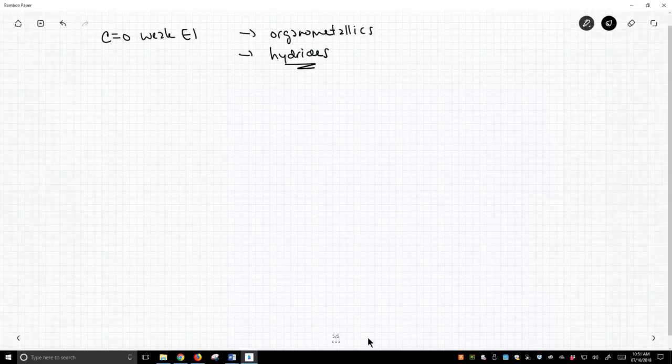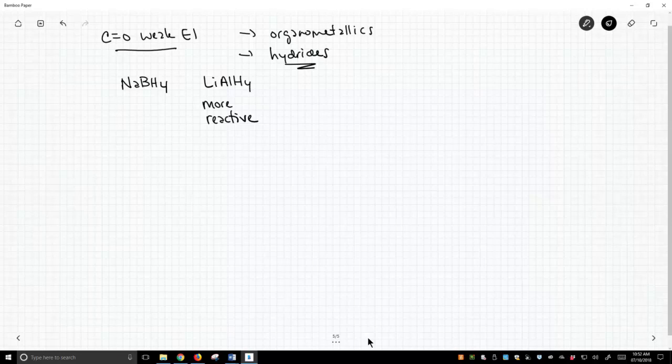There are two hydride reagents. One is sodium borohydride, and the other is lithium aluminum hydride. Lithium aluminum hydride is more reactive. But for our purposes right now, when we talk about carbonyls, we're going to use them just about interchangeably.